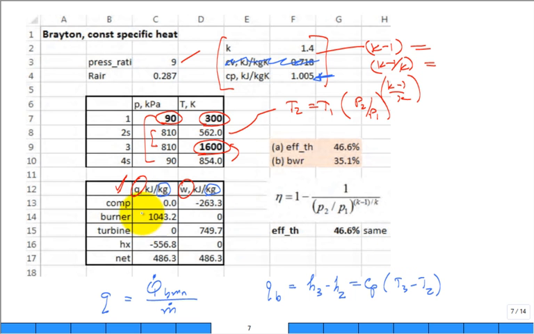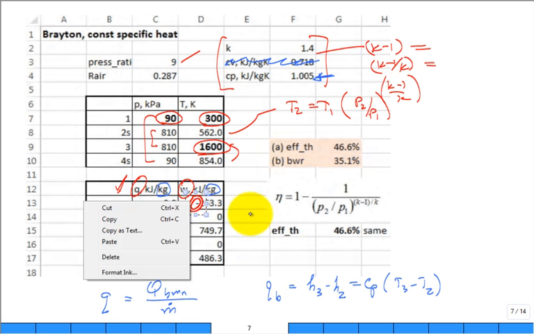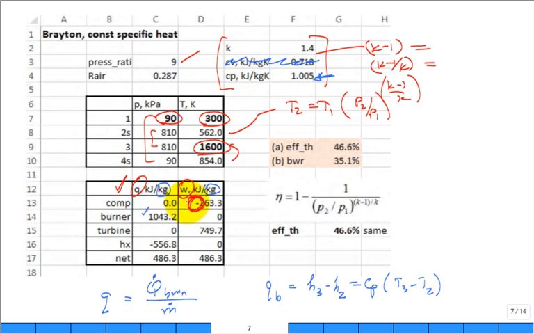So you march through the system. Notice that this one definitely is negative. Work is not out of the compressor. It's into the compressor, and the heat is not into the heat exchanger, but it's out. But when you sum them, you get a good check. So we get Q net is equal to work net. And here's our thermal efficiency and the back work ratio. If you just take a look, that's a very high thermal efficiency.